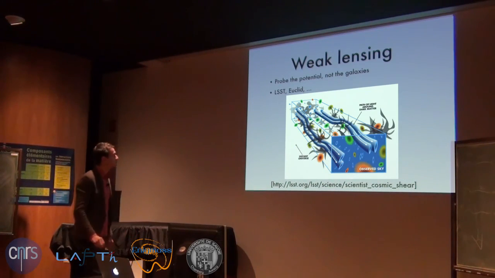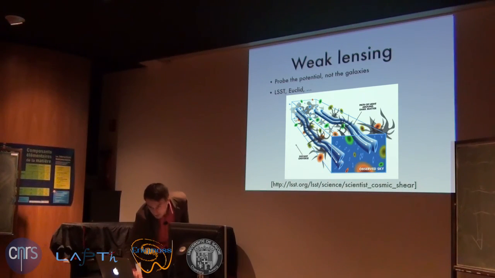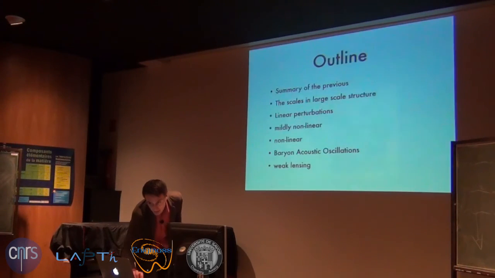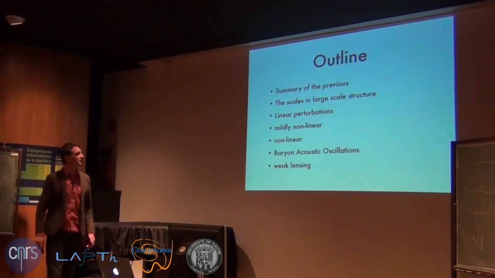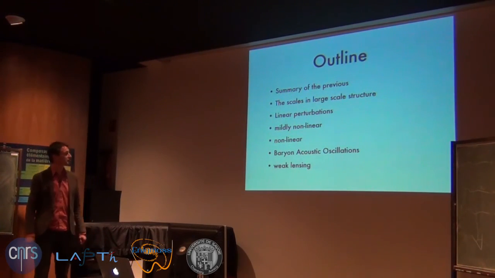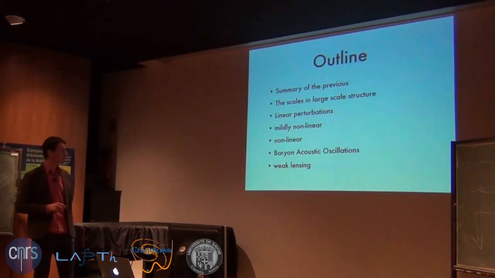So I didn't put a concluding slide, but therefore let me put up the outline, because that's basically the conclusion. So what have we seen? We have seen the scales in large-scale structure. We've seen how linear perturbation theory works and how it shows us how the baryon acoustic oscillations form.